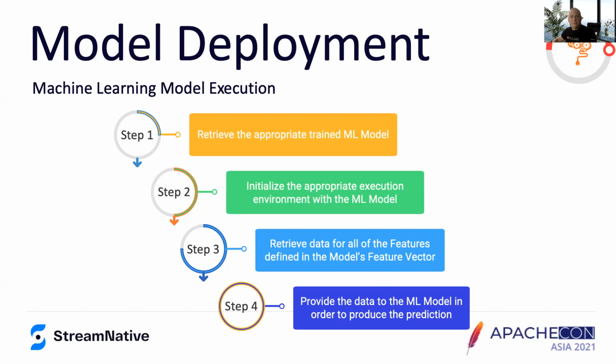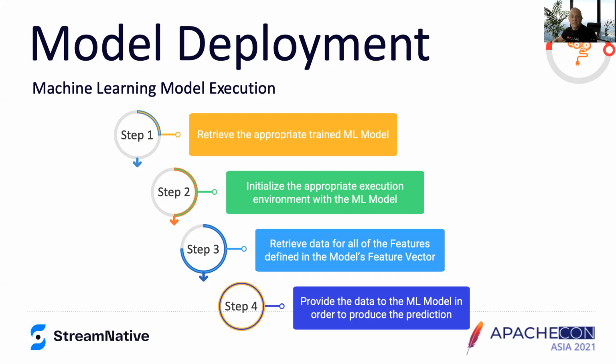So model deployment and machine learning model execution is basically at a high level a 4-step process, right? The first step is to retrieve the appropriate trained model from somewhere. As we'll see, if you have a model suite, you're going to have to rotate that model out periodically and switch it in and out. The next step, once you retrieve the model, is to initialize an execution environment for that machine learning model. It needs a place to run. It has a specialized library. You have to get that environment up and running.